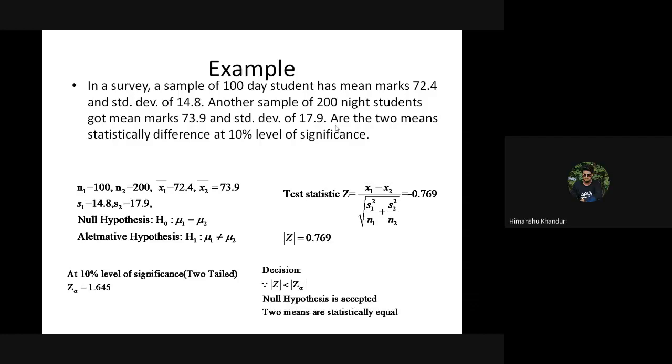Okay, so the value is 1.645. Okay. So this is what we have, that mod z was coming as 0.769, and the value of z at two tail and 10% is 1.645. So the main thing is you must know the value. If the value is known, then it's very easy to say that the value is less than 1.645. So the null hypothesis is accepted. So the two means are statistically equal.